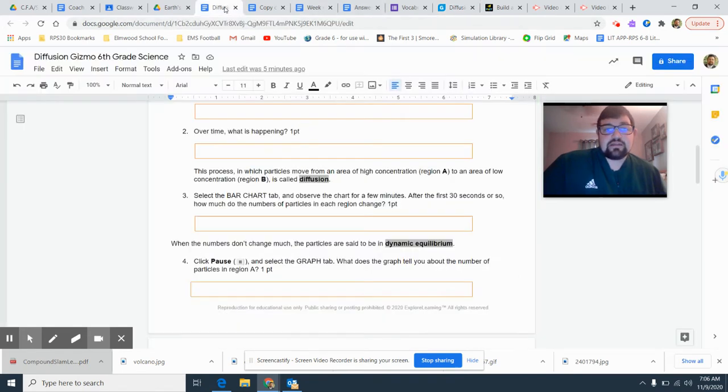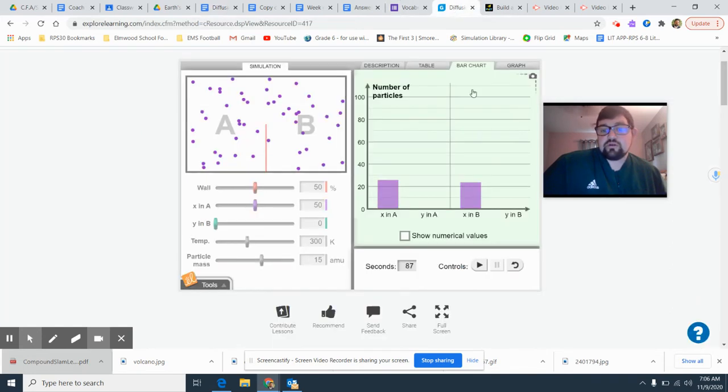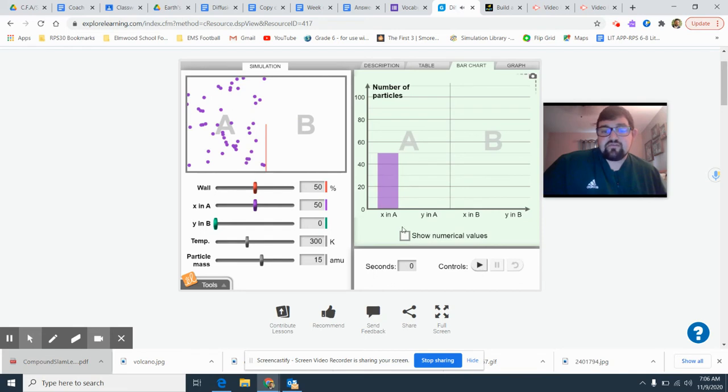And so I can go here, and it's going to say, observe the chart for a few minutes. After the first 30 seconds or so, how much do the numbers and the particles of each region change? So we're going to go back and probably have to do that again, right? We'll go here, since it's frozen, we'll click reset, and instead of watching the particles, we're going to watch the bar chart and we'll hit play.